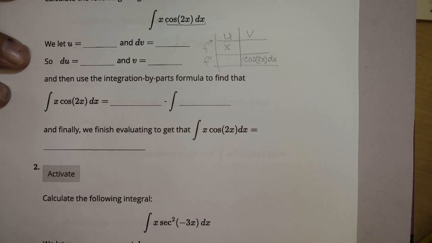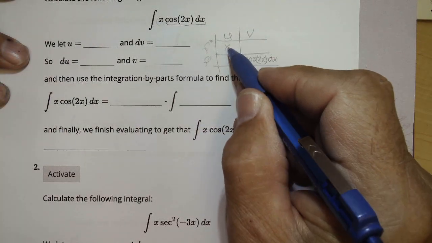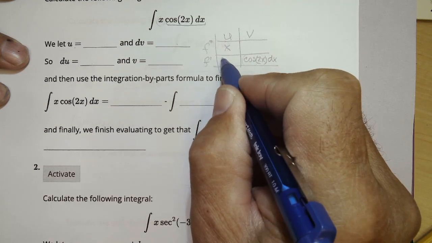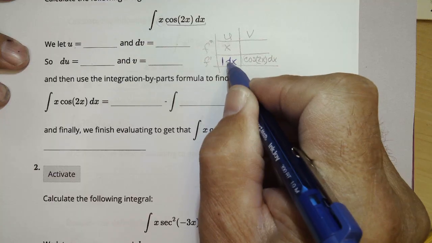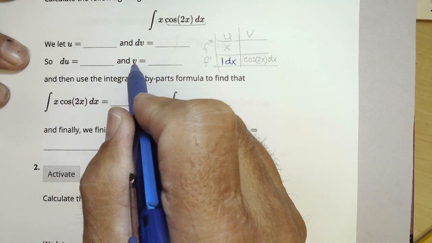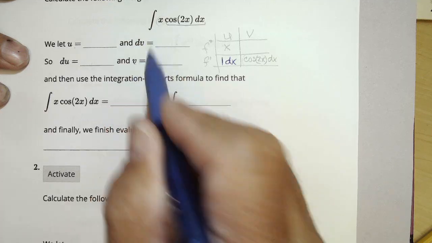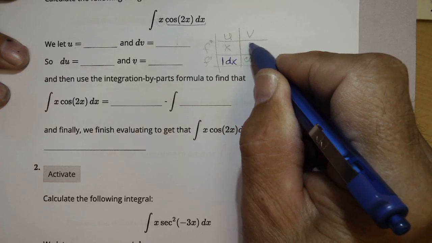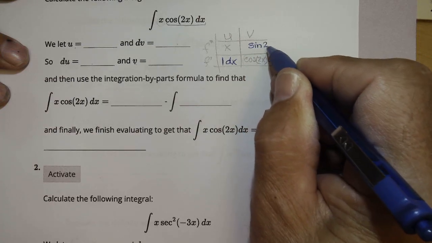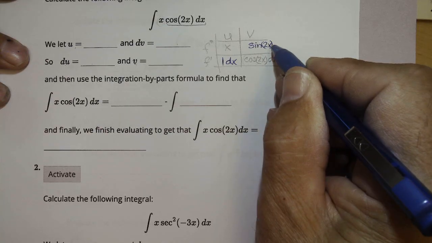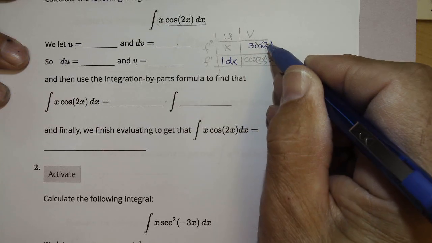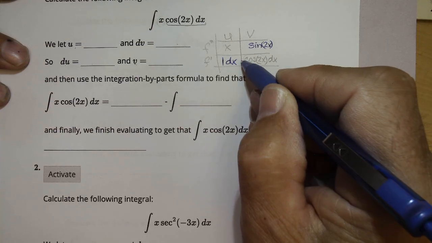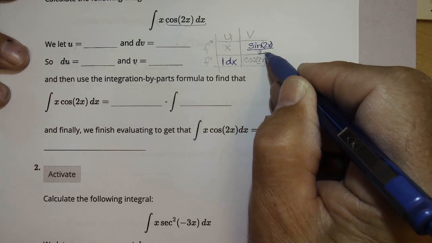And then I'm going to figure out the derivative of u, which they wanted me to do. See, the derivative of x is 1 dx. And then they want me to find v, the antiderivative of dv. So the antiderivative of cosine, let's see, if I take the derivative of sine, I get cosine. But if I take the derivative of sine of 2x, it would produce a 2. There's not a 2, so I have to divide by 2.